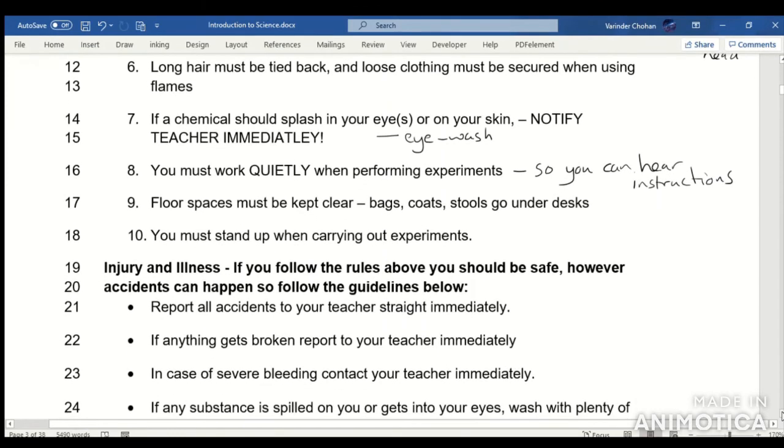Number 9, floor spaces must be kept clear of bags, coats, and stools, which go under the desks. Number 10, you must stand up when carrying out experiments. Injury and illness. If you follow the rules above, you should be safe. However, accidents can still happen. If they do, follow the guidelines below.